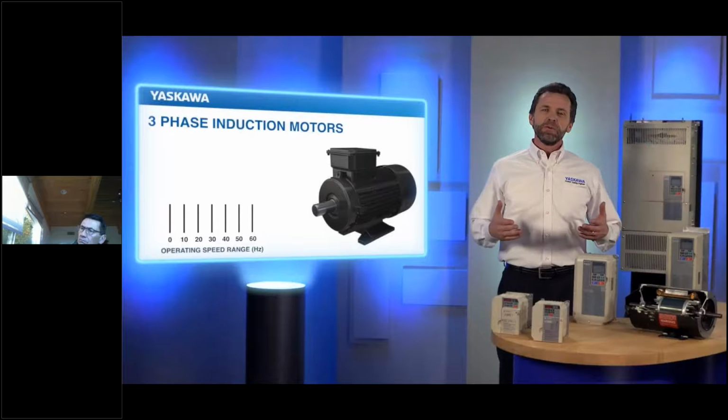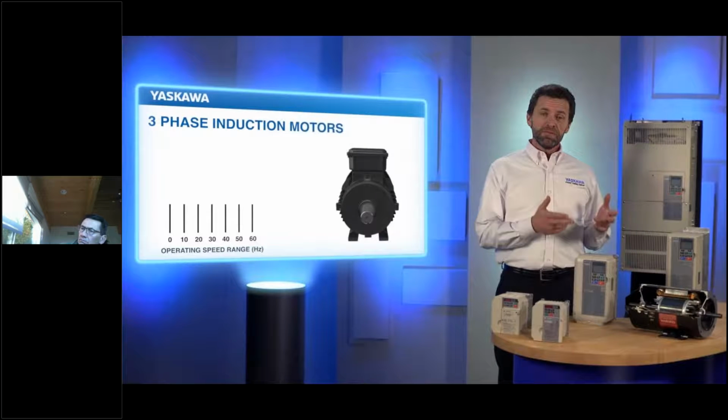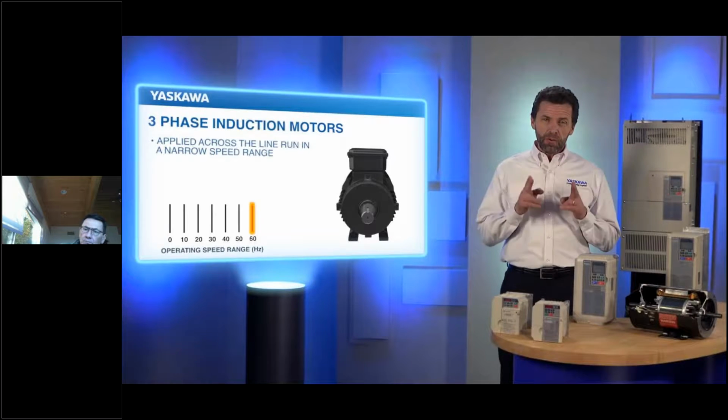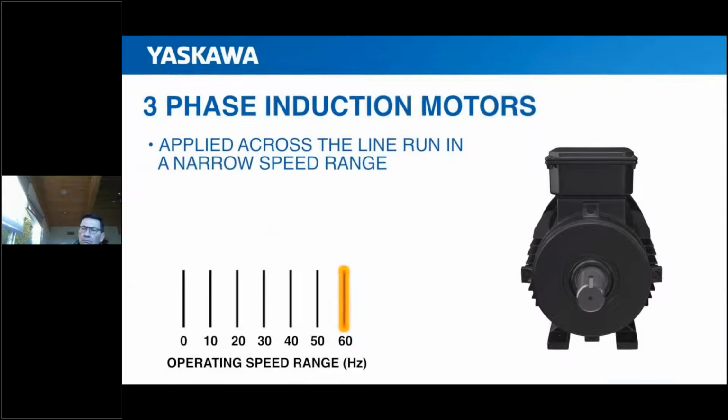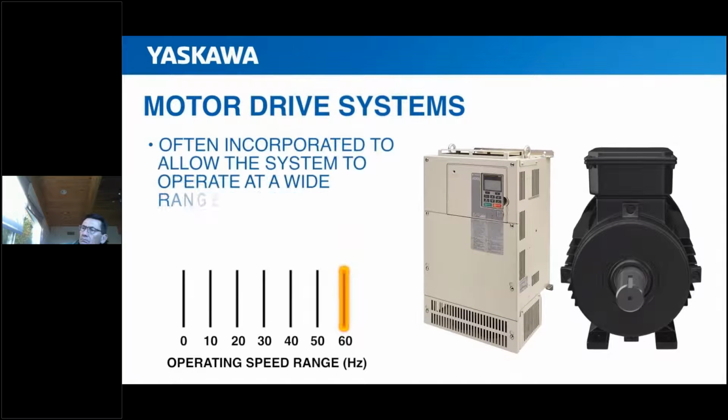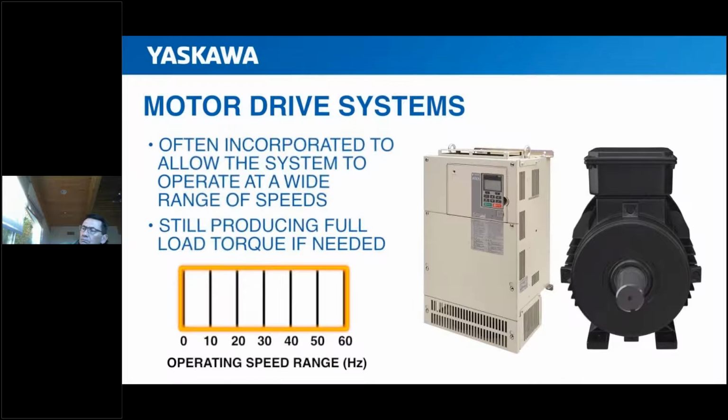As we explained in Motor Basics, three-phase induction motors, when applied across the line, run in a narrow speed range, depending on load and motor characteristics. On their own, they're either on or off. However, motor drive systems are often incorporated to allow the system to operate at a wide range of speeds while still producing full load torque if needed.